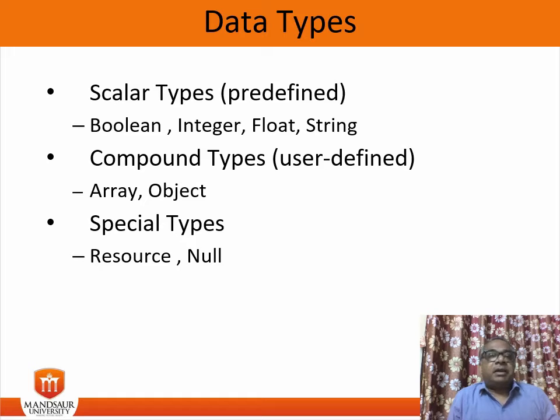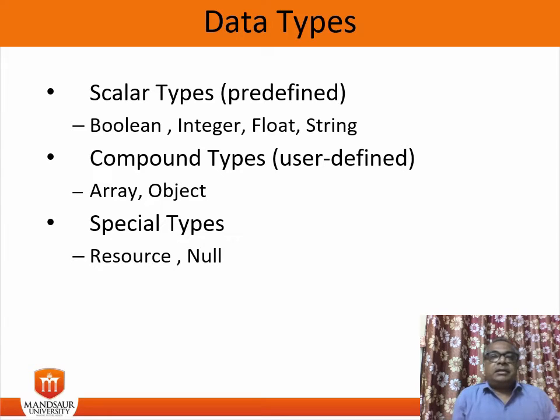That is scalar type, compound type, and special type. The first one is the scalar data types. It holds only single values. There are four scalar data types in PHP. The first one is Boolean, the second is integer, the third is float, and the fourth is string. So here we are seeing them one by one.